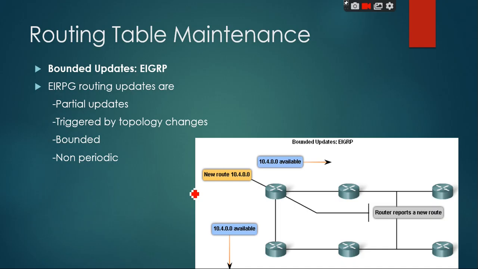So EIGRP does not wait 30 seconds. It will only update whenever something changes on the network. If there's any change, for example a link going up or down, immediately it will inform the other party. And it doesn't send the entire routing table. It will send only that particular update. Those are known as triggered updates. So that's the main difference between RIP and EIGRP.